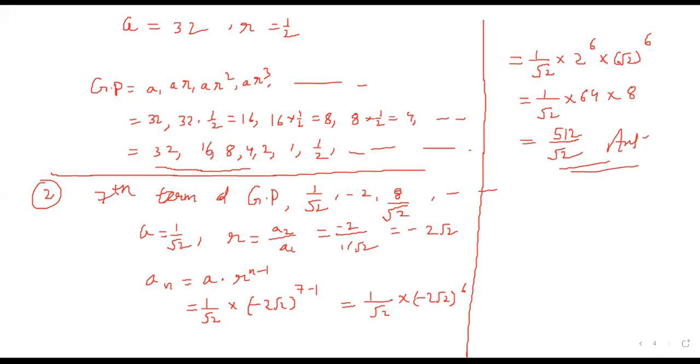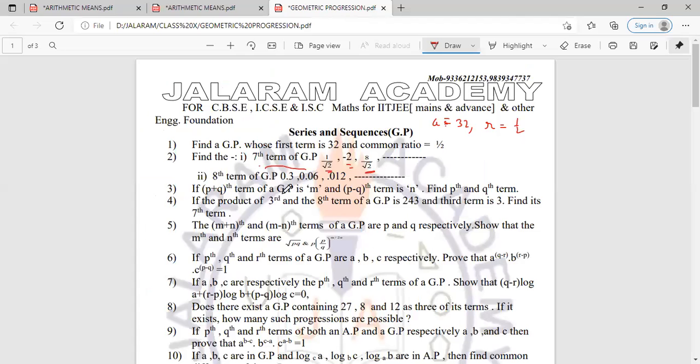So continue to solve the sheet. In this sheet, we have to find the eighth term of a GP, and then: the P plus Q term of a GP is M, the P minus Q term is N, find the Pth and Qth term. So try them, and we will discuss them next time.